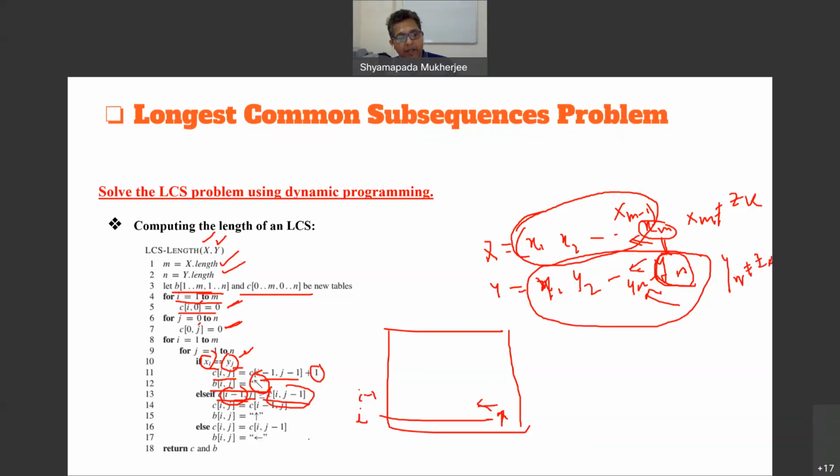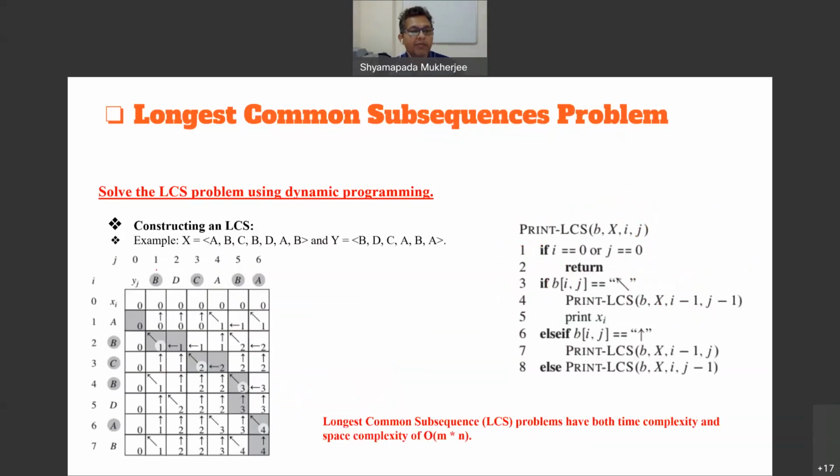Here is an example. We have two sequences x and y. For the first length 0, we have 0 in this C table, all zeros. Initially we do that, and then we put the match between them.